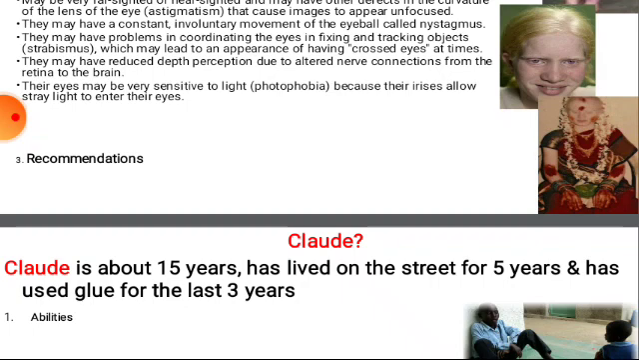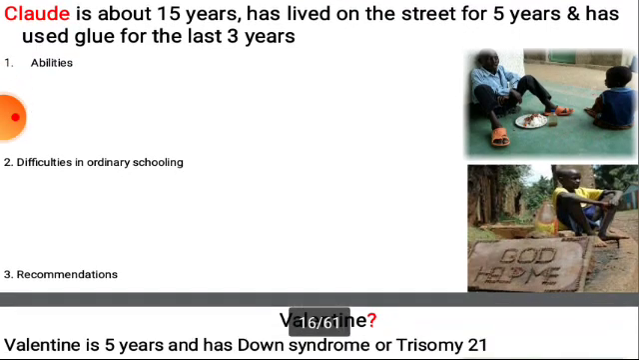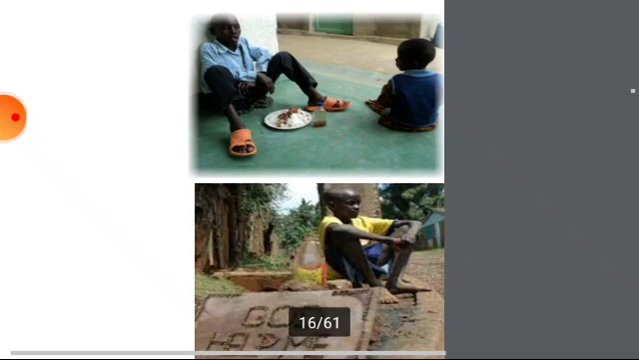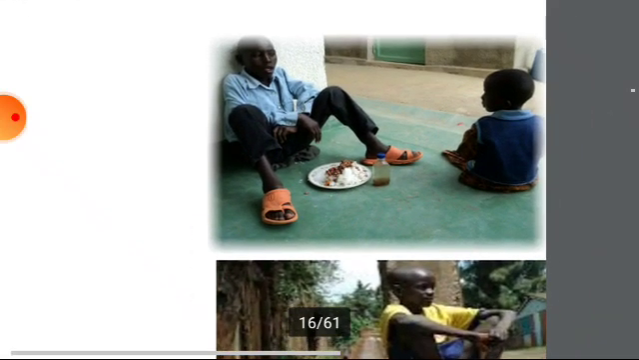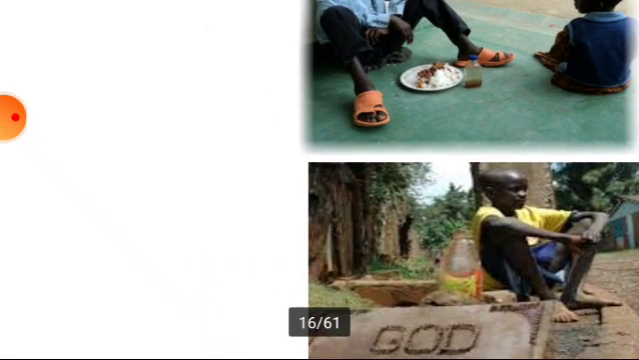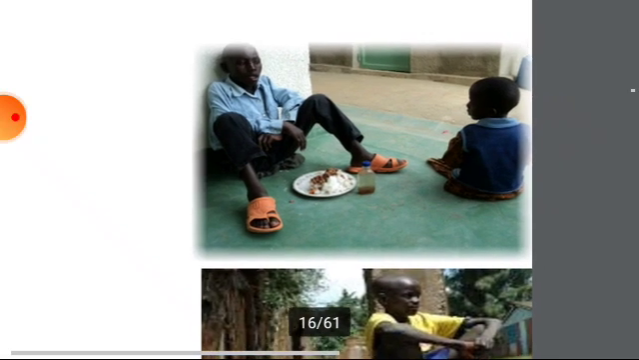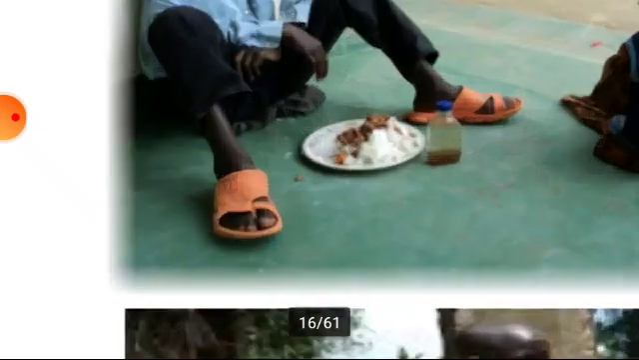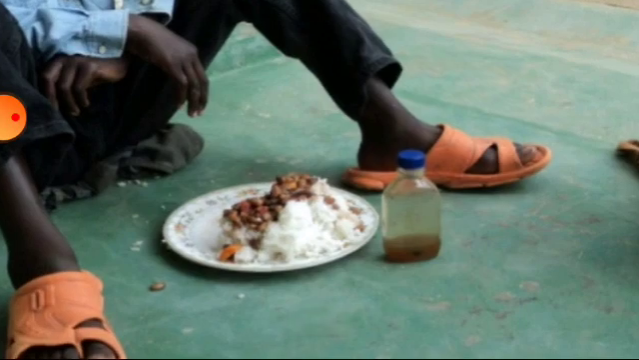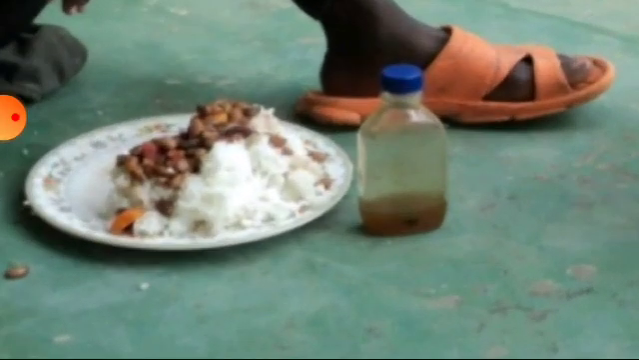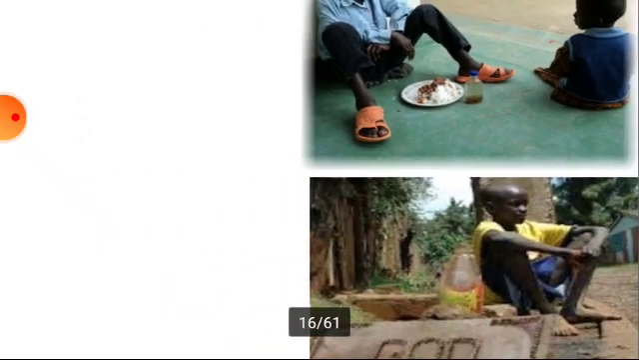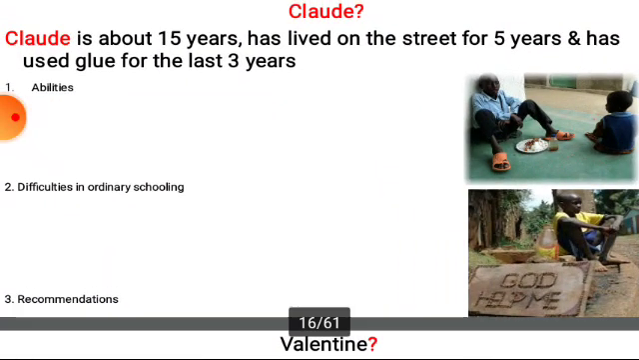Recommendations. You know that every assessment results in some recommendations. Try analyzing this one too. Analyze these children. I think you see what they possess. Try analyzing this. Claude is about 15 years and has lived on the street for 5 years and has used glue for the last 3 years.